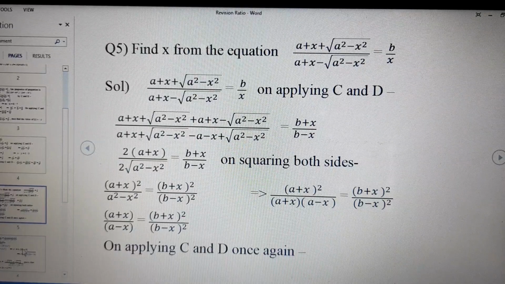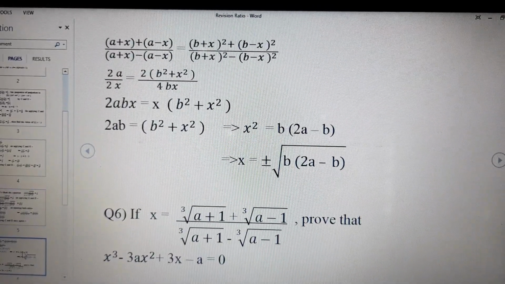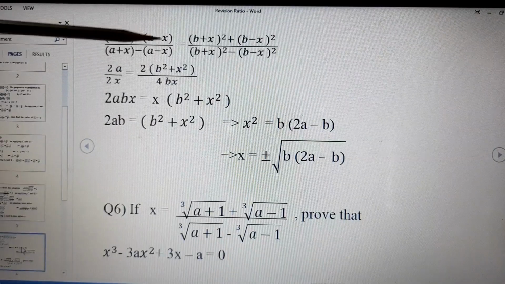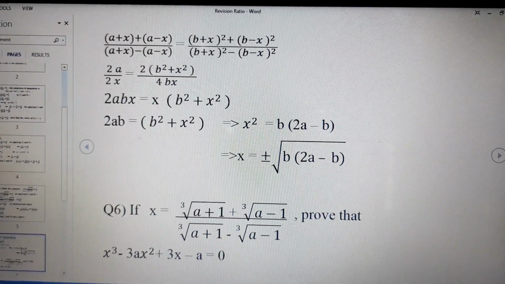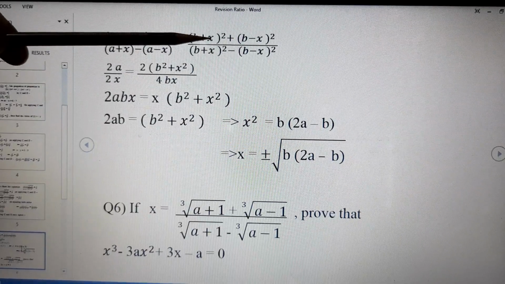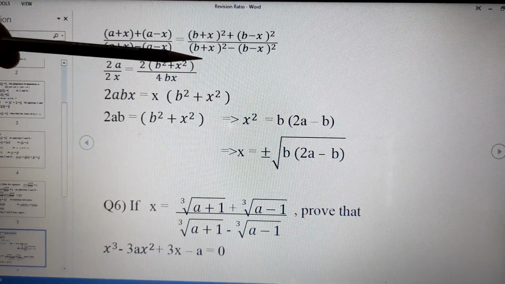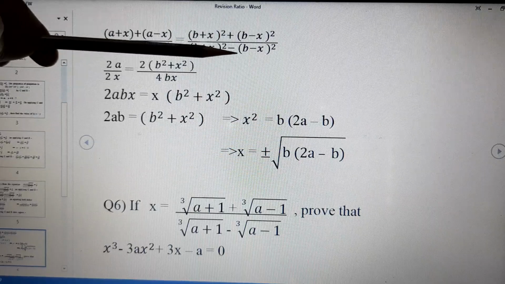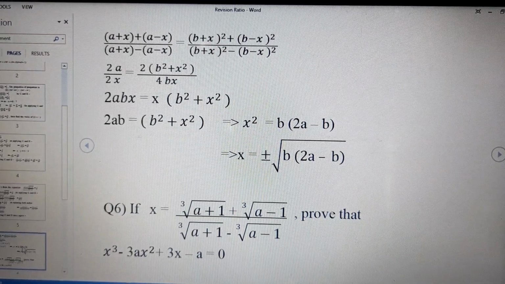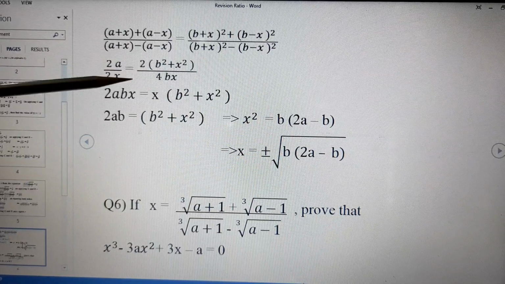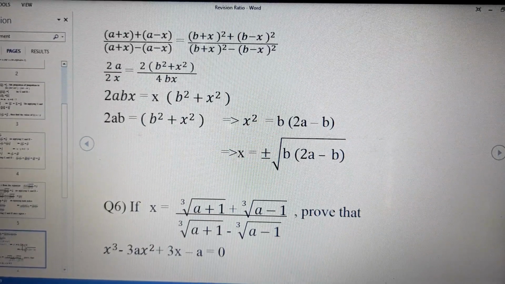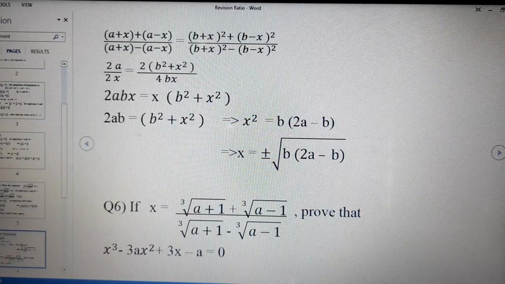Okay. Now if we apply componendo and dividendo once again, then numerator plus denominator, numerator minus denominator, and on the other side also the similar thing. (b plus x) whole square plus (b minus x) whole square divided by (b plus x) whole square minus (b minus x) whole square. We'll open the bracket, x and x will be cancelled. Here a and a will be cancelled. We'll be left with 2a divided by 2x in LHS.